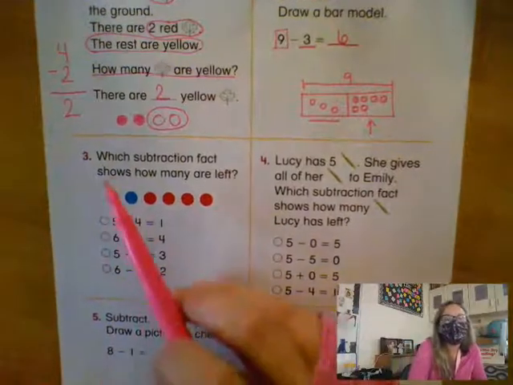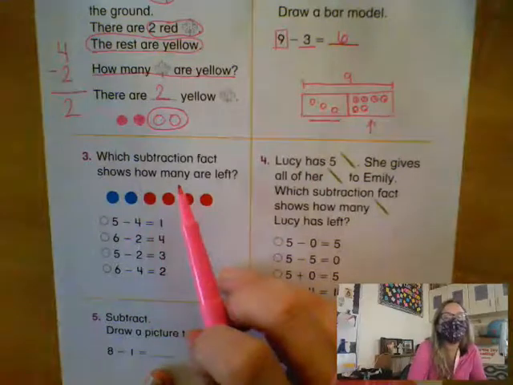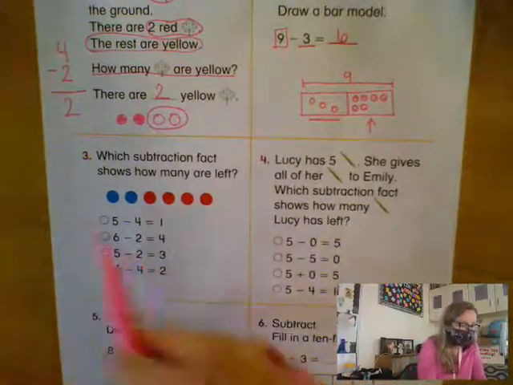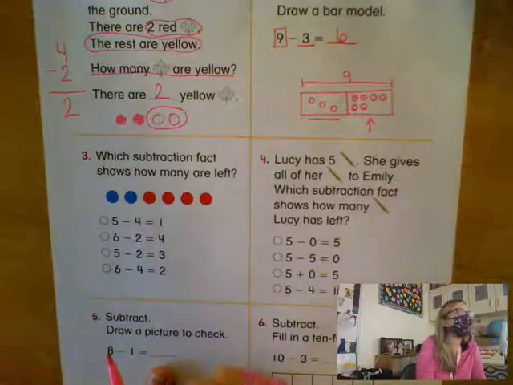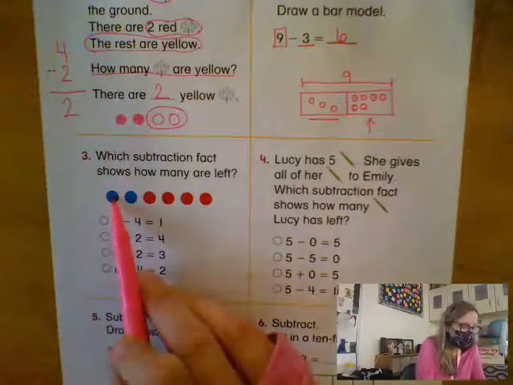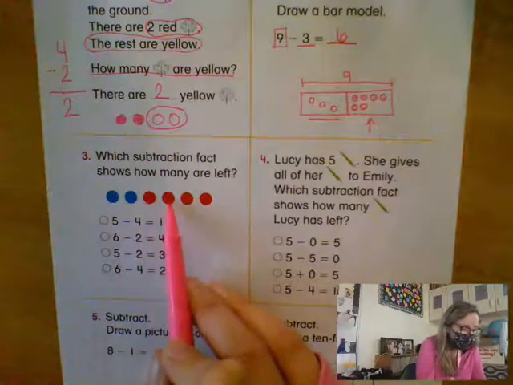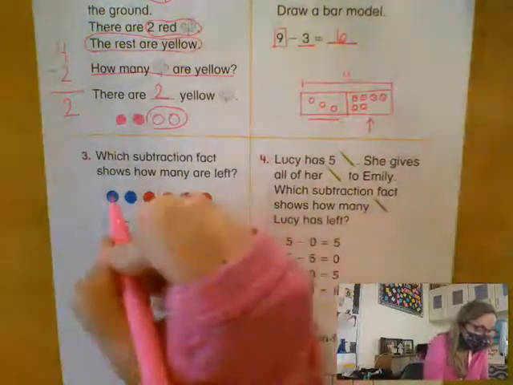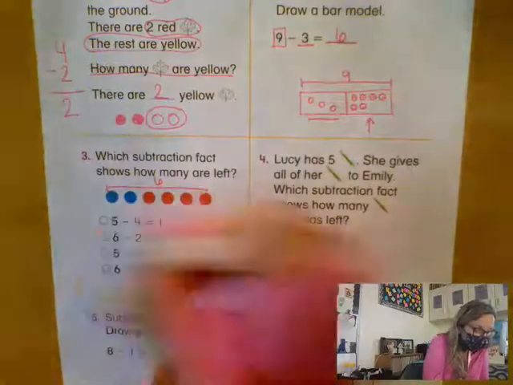Number 3 says, which subtraction fact shows how many are left? So we started out with our total. How many circles are there all together? Let's count. Ready? 1, 2, 3, 4, 5, 6. So we have 6 all together here. Okay, there's 6 circles.